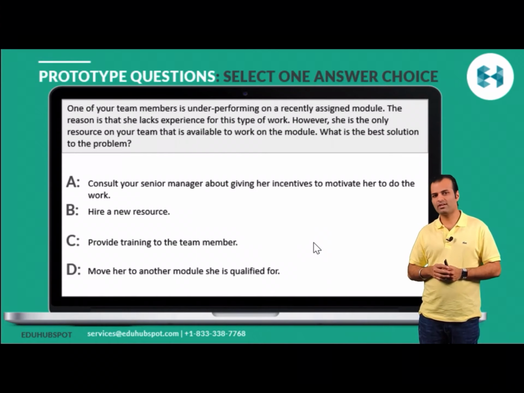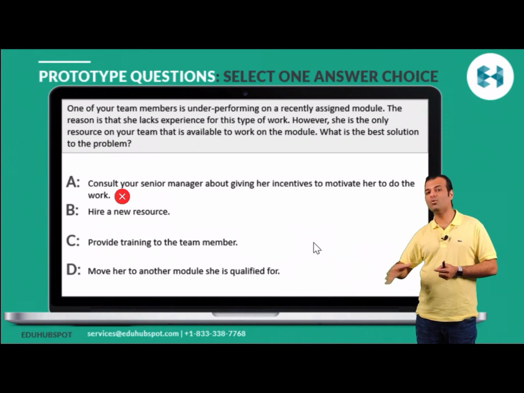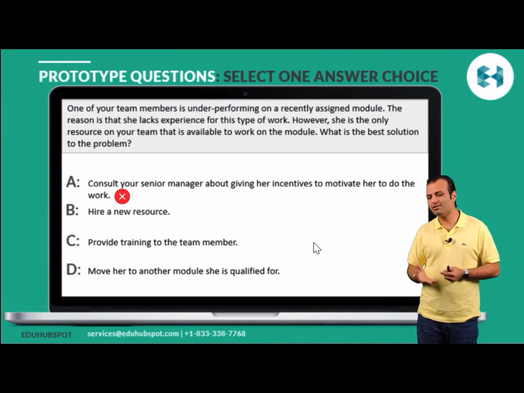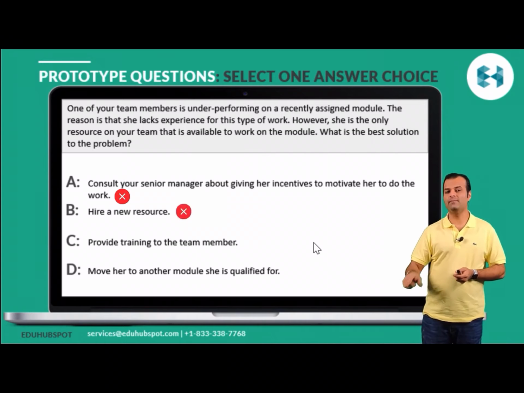What will you do? A, consult your senior manager about giving her incentives to motivate her to do the work. Okay, is there a problem over here with motivation? I don't think so. So you can eliminate A. B, hire a new resource. Okay, if someone is lacking experience but the same person is the only person available to work on this module, why would you just go ahead and hire a new resource? It doesn't make sense. So eliminate B.